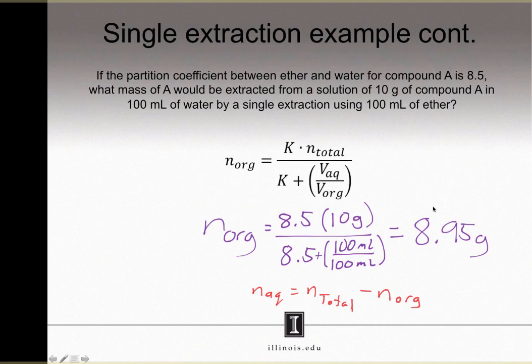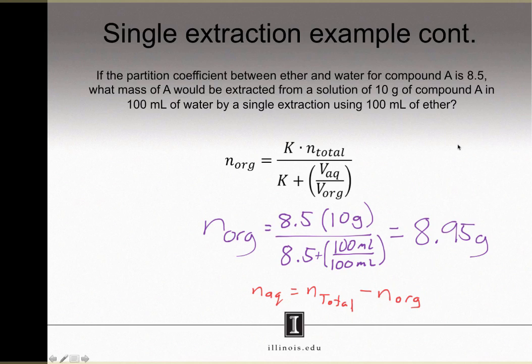But let's say almost 90% isn't good enough. What could I do to extract more material? One thing you could do is increase the amount of organic solvent you use. Hopefully it makes sense that by using more organic solvent, we would extract more material. But that becomes quite inefficient. Is there a better way to increase the amount of material I extract?